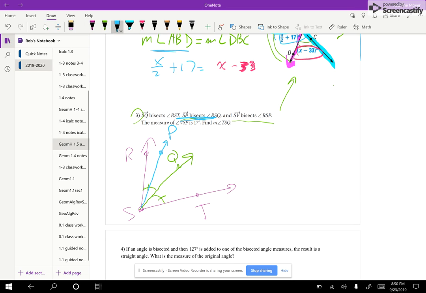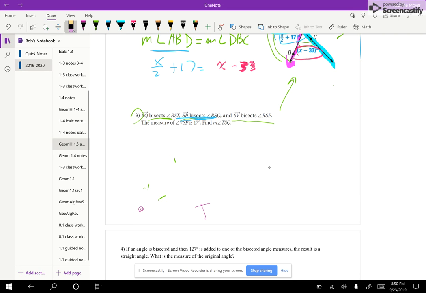So the green one was this bisection, right? The blue one was this bisection. Let me do a red one. A red one, SV bisects RSP, okay? There's another one in there. So you may want to redraw that one and make it a little bit bigger, right? Let me redraw that. That's why we use pencil. Or we use an electronic pencil, even better, right?